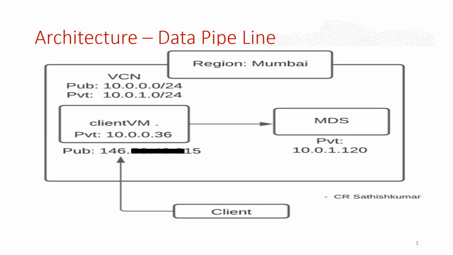This is an architecture data pipeline where the managed data service is deployed in a private subnet under the VCN of the Mumbai region. Since MDS resides on a private subnet, we should have a client machine which resides in the same subnet, acting as a jump server or bastion service to access MDS. So our local client can connect to the MDS via the client VM. That's a client machine, which is a compute VM instance running in the same region on the same subnet.